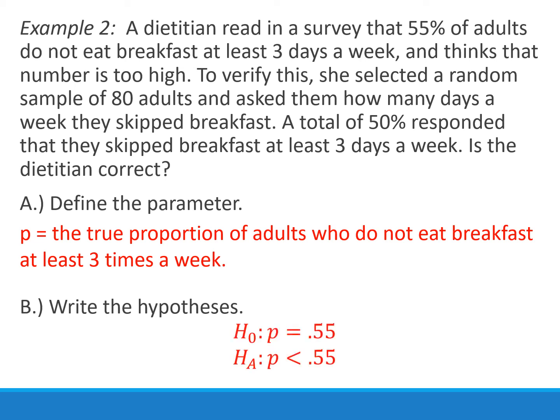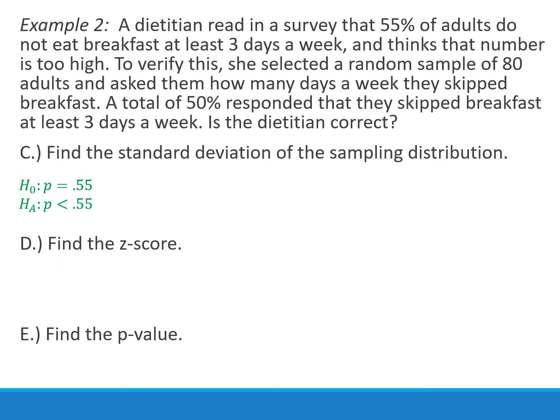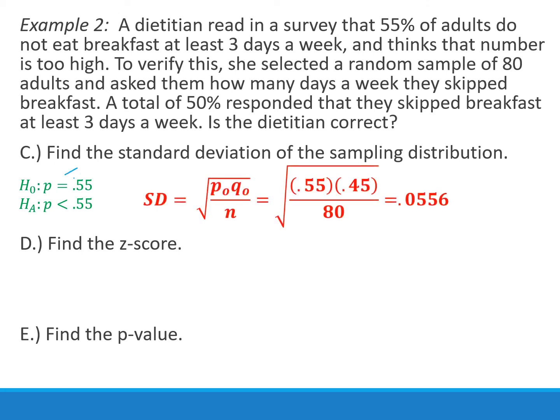Hypothesis. Okay, P equals 55%. It's still that 55%. Alternative, it mentions up here, the dietitian thinks that this number is too high. So in other words, they think that it's less than 55%. That's our alternative hypothesis. Standard deviation. Use this null hypothesis value, 0.55, to find that standard deviation. Sample size is 80. We get a standard deviation of 0.0556.